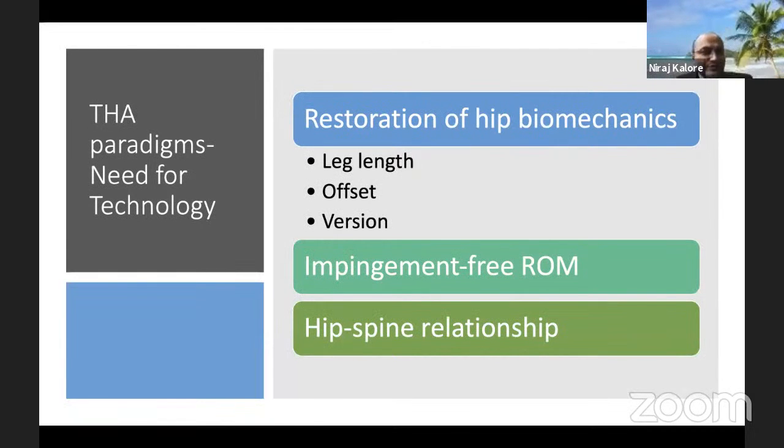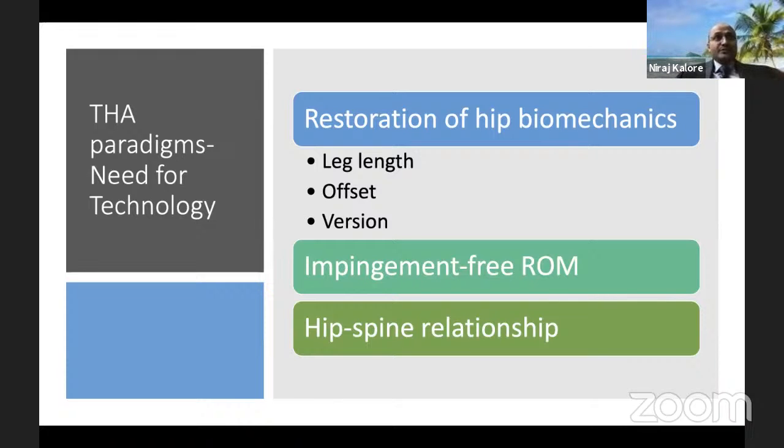So first of all, we need to understand some of these total hip replacement paradigms to understand why we need technology in total hip replacement. The first and foremost paradigm of a hip replacement is to restore the hip biomechanics. This breaks down into leg length, offset, and the version. Now, leg length discrepancy after surgery is the commonest reason for getting a malpractice suit in orthopedics. So that is something really very important. Sometimes it appears simple, but can become problematic. So if there is a quantitative way of measuring leg length, that can be very helpful.